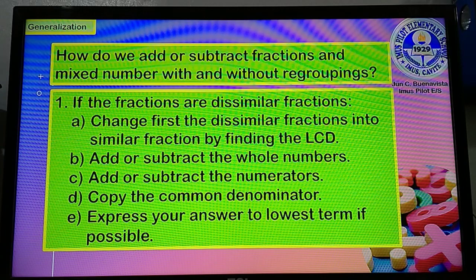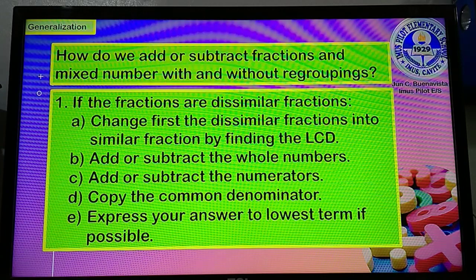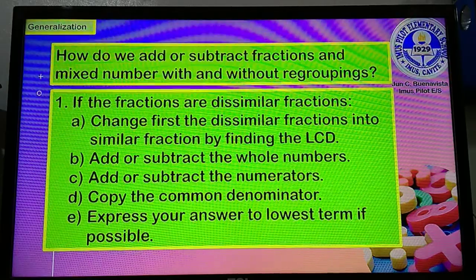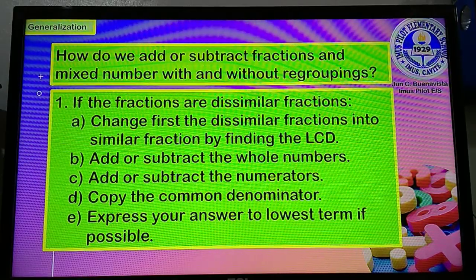Kung posible lamang na i-change to a simplest way. Hindi naman lahat ng ating sum or difference is in the form of lowest term or in the higher term. Minsan naka-lowest term na, minsan higher term pa. So before I'm going to give you an activity, I have another example para hindi pa rin kayo malito.